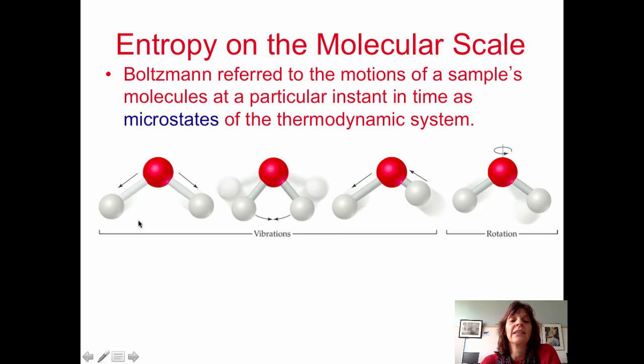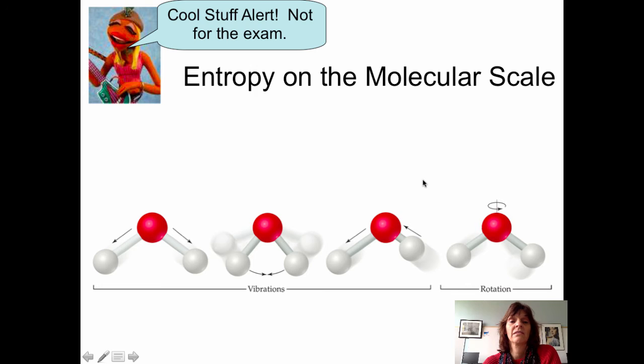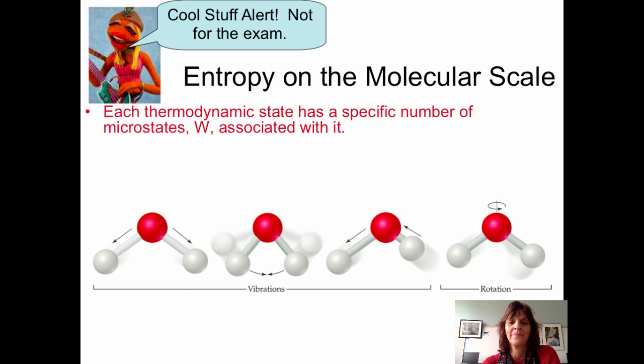So he referred to the motions as the molecule's microstates. So every possible different motion something has is a microstate. Now, this equation I'm going to show you from Boltzmann does not show up on the exam. It's just there for the cool stuff in physical chemistry. So if each thermodynamic state has a specific number of microstates, and we're not going to get into how you might count them, but they all have a W, then entropy is k, which is a constant, times the natural log of that number of microstates. Pretty simple relationship.